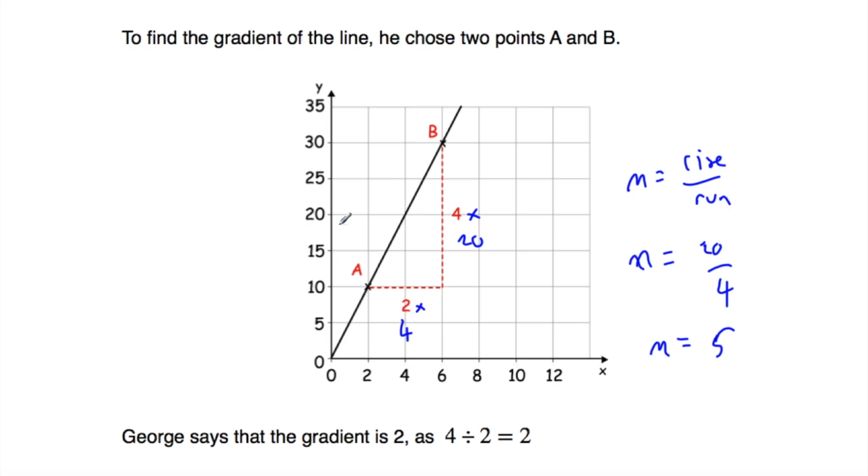So George hasn't actually considered the scale. He's just looking at the boxes. And that's a very common mistake whenever people are dealing with gradient questions. Rather than actually looking at the scales and saying the run is 4 and the rise is equal to 20, they'll just look at the little boxes and incorrectly use the number of boxes rather than actually considering the scale. So let's explain that.